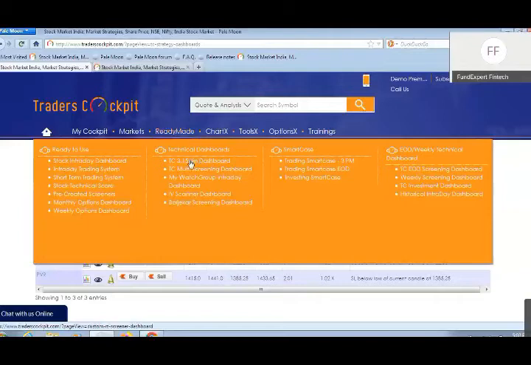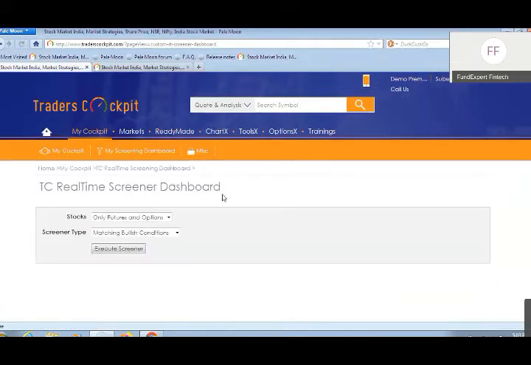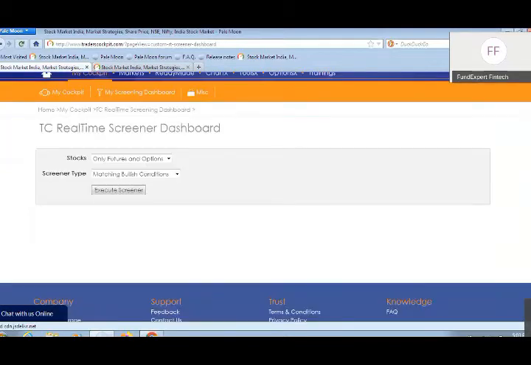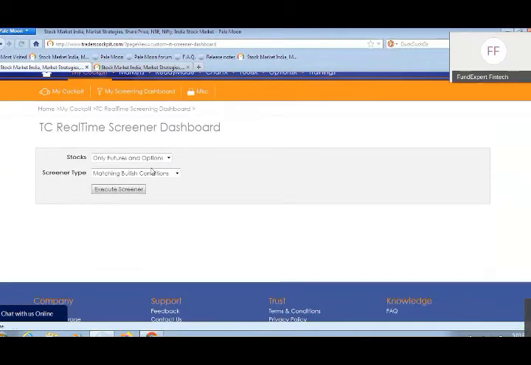Find this TC 3:15 p.m. dashboard available, namely the 3:15 p.m. dashboard, which is for filtering out the STBT or BTST trades. Now, as the name suggests, one can check out this page. You can come to this page here.